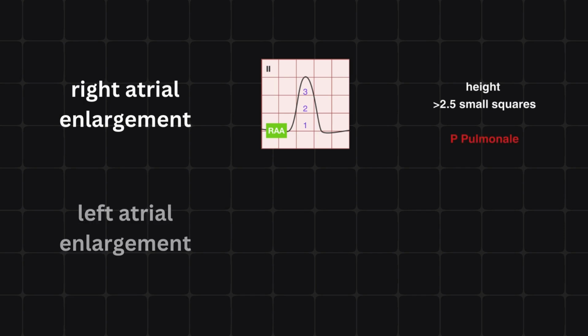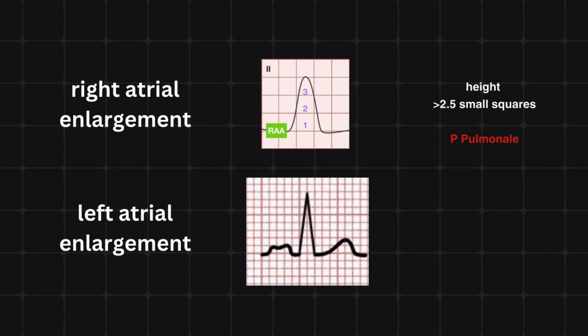While in case of left atrial enlargement, the total duration of atrial contraction is extended, because left atria needs more time to depolarize. Here, the P wave will be wider than 3 small squares. At times a notch develops at the peak of P wave, giving an appearance of the letter M. These are called P mitrale.